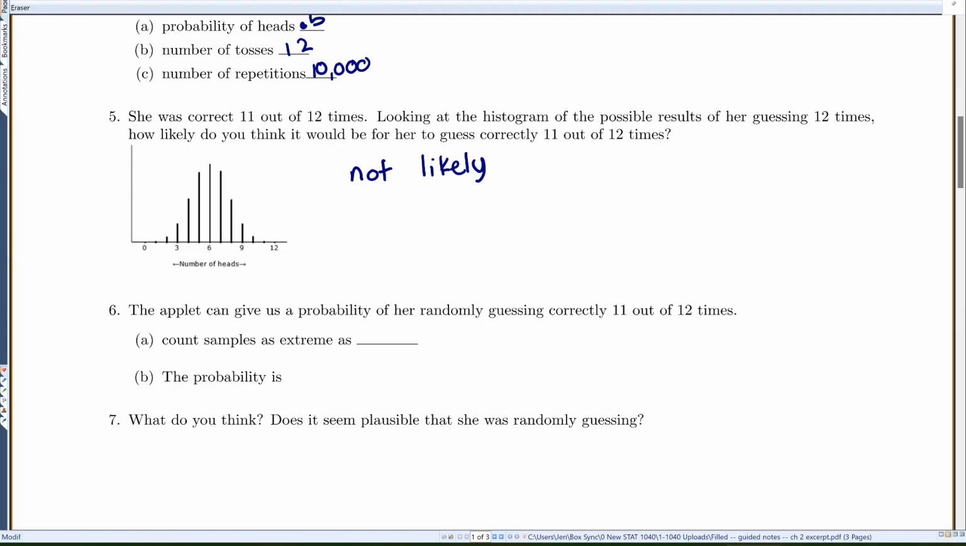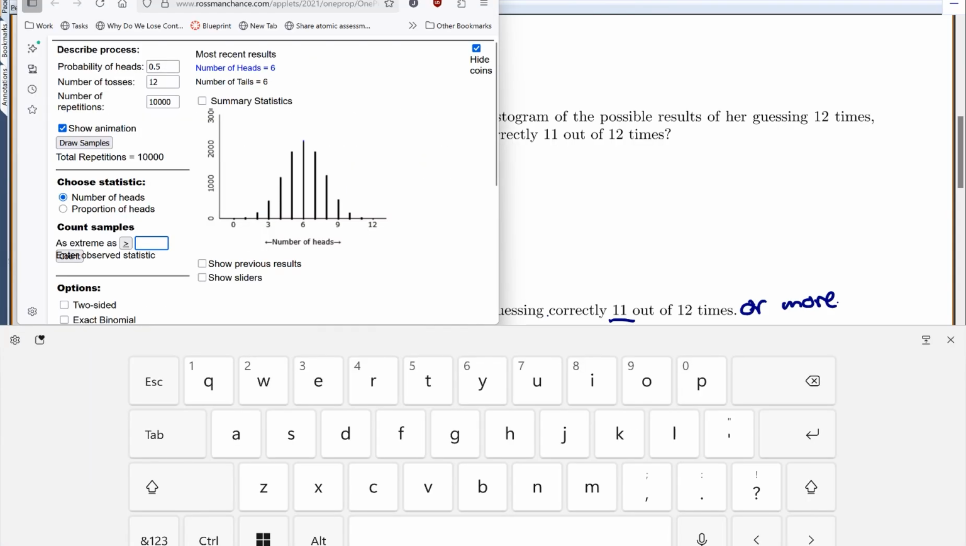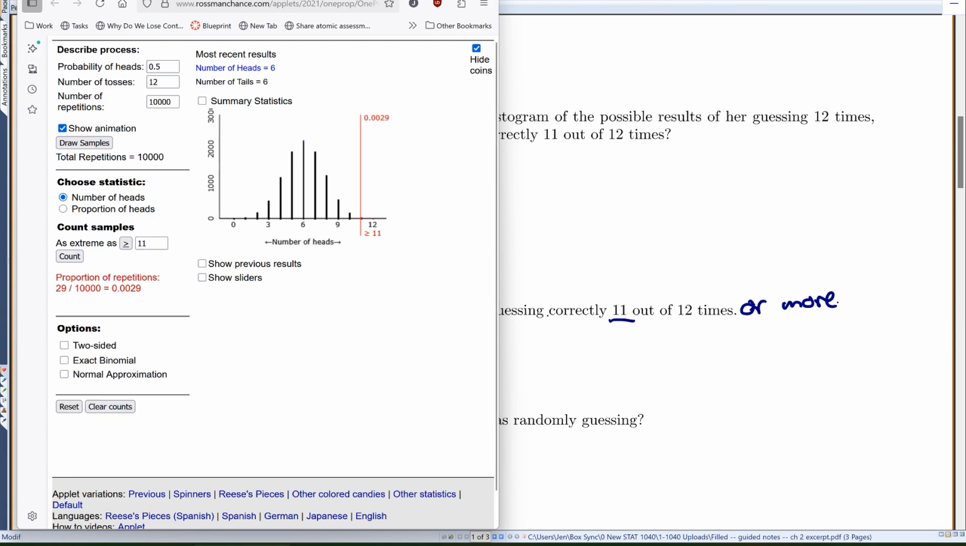The applet can give us a probability of her randomly guessing correctly 11 out of 12 times. Instead of just having to look and say, oh, there aren't very many that were 11 or 12 that she could get correctly just by guessing, I can actually find the probability of that happening if she was just guessing. So we're going to look for the probability of her randomly guessing correctly 11 out of 12 times or more, because 12 times would be even more convincing. So we come back to our applet, and we've already put in everything up above. Now we just need to say that we want to count our samples as extreme as 11. We have this as a greater than because we want 11 or anything else to the right. Okay, and we'll click on count.